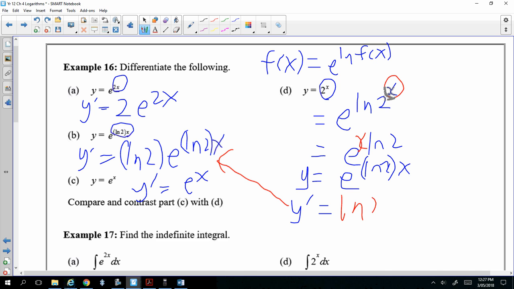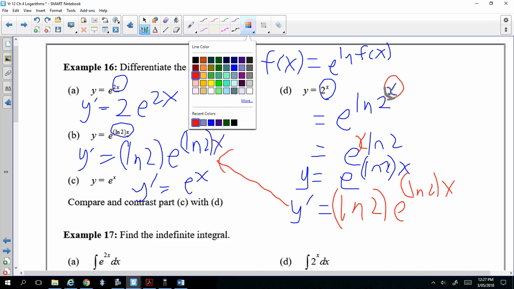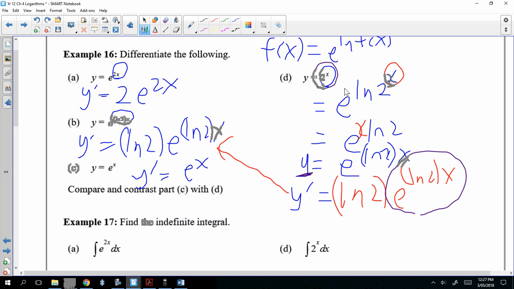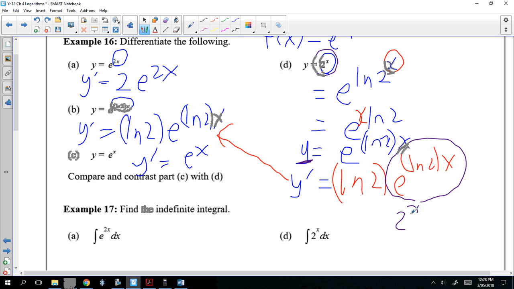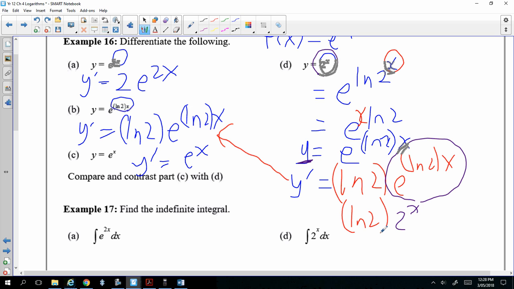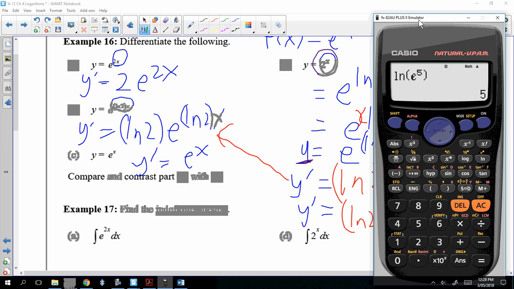Now, what is this thing? This is y, isn't it? And what's y? 2 to the power x. So now it's become 2 to the power x with the ln2 in front. Now, if you try to do ln2 on a calculator, let's see if it gives you 0.69. So if you press ln2, it does give you that number we've seen before. So that constant is actually related to the log of the base.